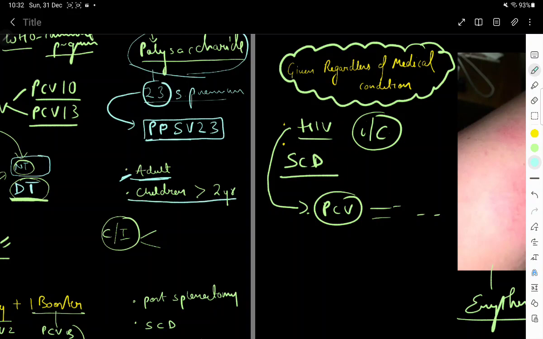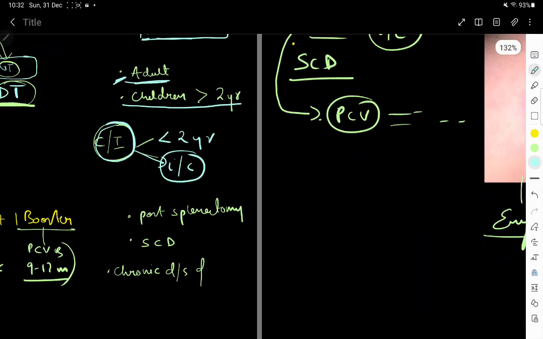But remember, this is contraindicated in 2 groups of people: a child less than 2 years, and if the person is immunocompromised, this vaccine is not to be used. So where is this actually used? This is used in cases of post-splenectomy, because in post-splenectomy as well as sickle cell disease we have an increased risk of infection with capsulated organisms.